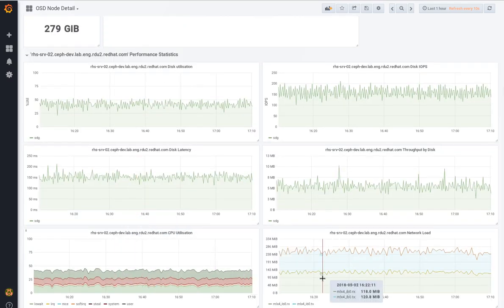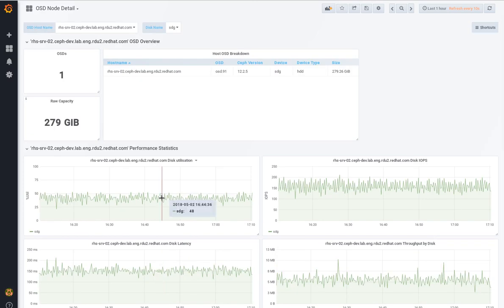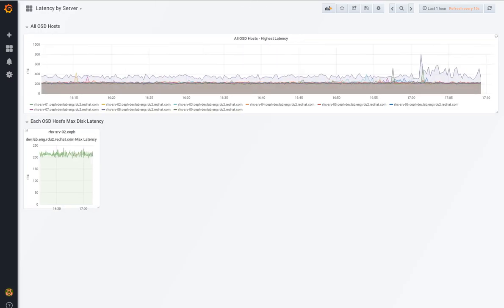And also, to round it all off, we've got for that particular host a view of its CPU and its network load. So we can see whether we're network congested or not, or whether we're CPU throttled or not, as is the case here. That's what I mean by the hierarchy of dashboards. You can start in one place and drill down to the physical spindle and relate it back to the OSD that's in question. Right, let's go back to at a glance.